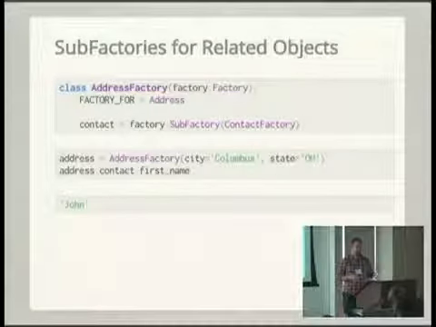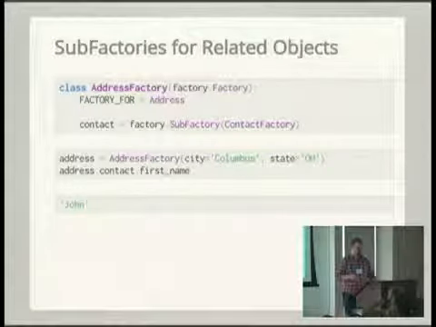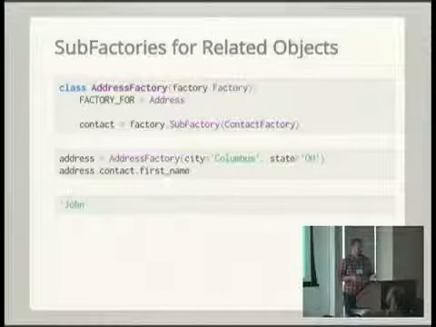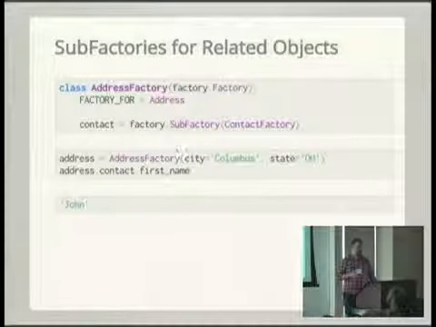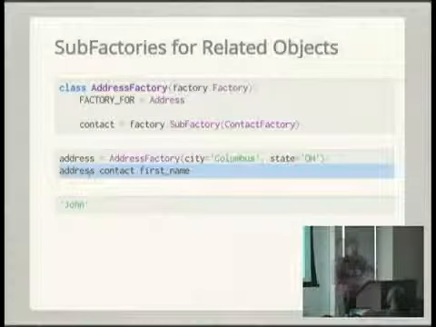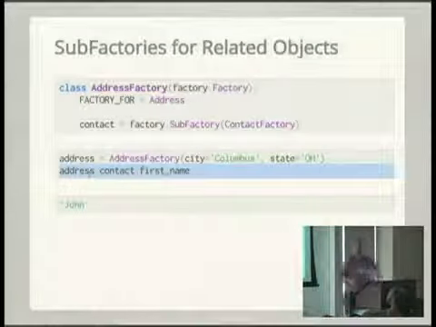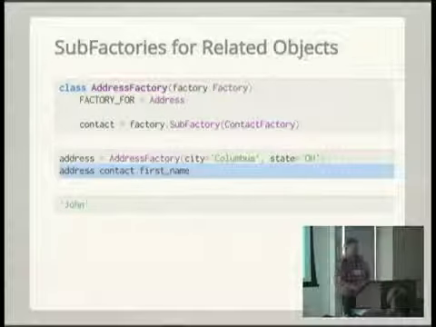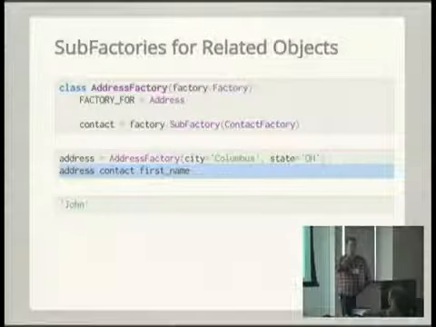So here I made an address factory, and I might have this one in the wrong direction, actually. Anyway, you can see that you get this idea about a subfactory, right? And then you can actually do the traversal, where it actually calls the other factory at the same time to instantiate both objects.